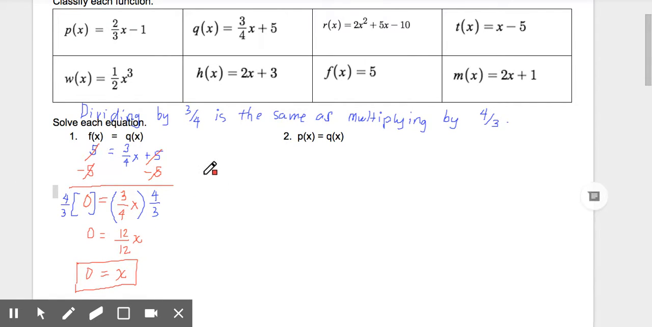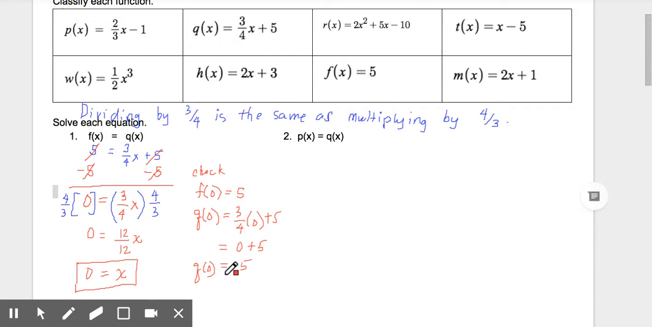Okay, let's show that. So let's check. What is the value of f of x when x is equal to 0? So what is f of 0? If f of x is equal to 5, then f of 0 is equal to 5. And how about q of x? What is q of 0? Well, since q of x is equal to 3/4 x plus 5, then q of 0 is 3/4 times 0 plus 5. And therefore, we'll have here 3/4 times 0 is 0, plus 5 is equal to 5.